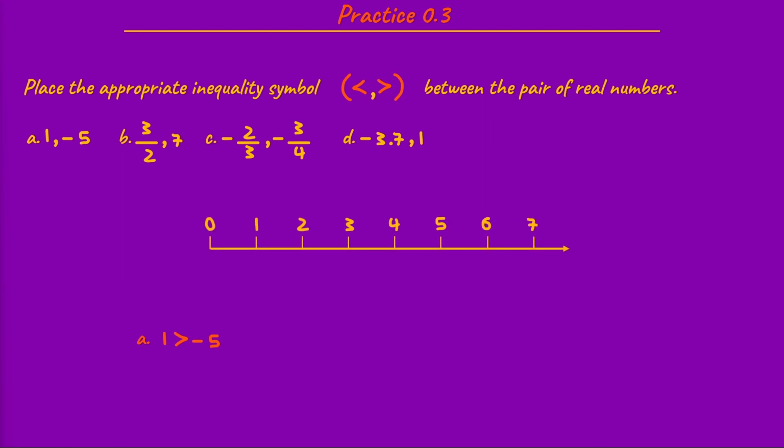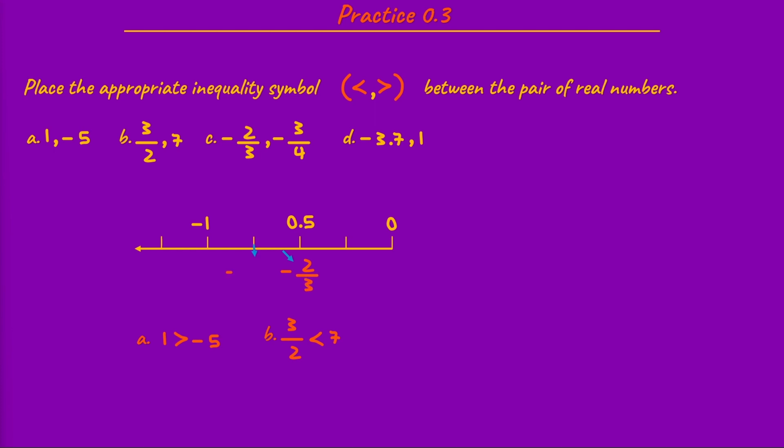The second pair of numbers, we have 3/2, which we can plot here. And the other number is number 7. We can see that number 7 is to the right of 3/2. So we can say that 3/2 is less than number 7. The third pair of numbers, we have -2/3, which can be plotted at this point. And also we have -3/4, which we can plot at this point, and we can see that negative 2 over 3 is to the right of negative 3 over 4, so we can say that negative 2 over 3 is greater than negative 3 over 4.